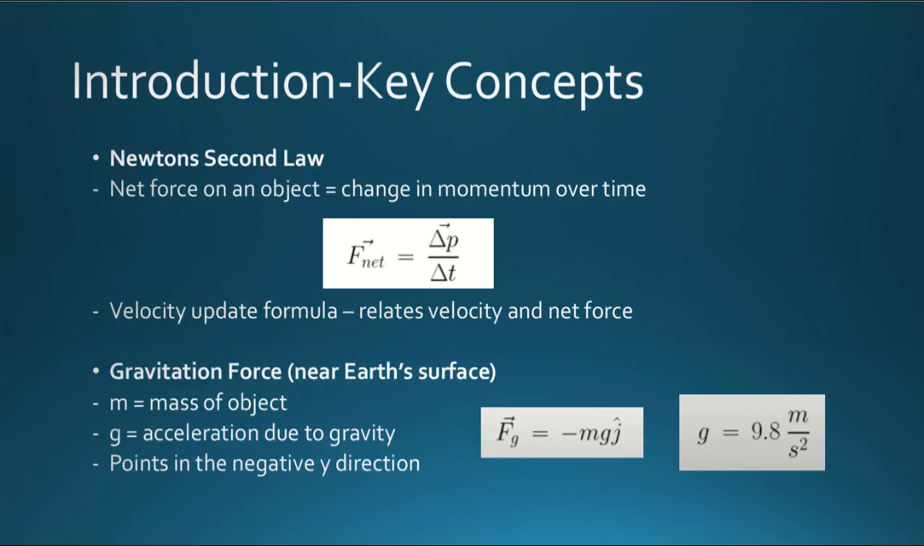Some key concepts for this lab are Newton's second law and the gravitational force. Newton's second law states that the net force on an object is equivalent to the change in momentum over time. And the gravitational force is shown by this equation here, and it points in the negative y direction, with g being equal to 9.8 meters per second squared.